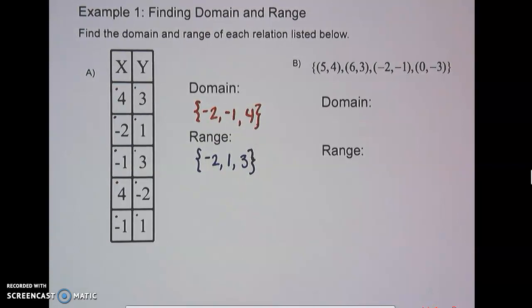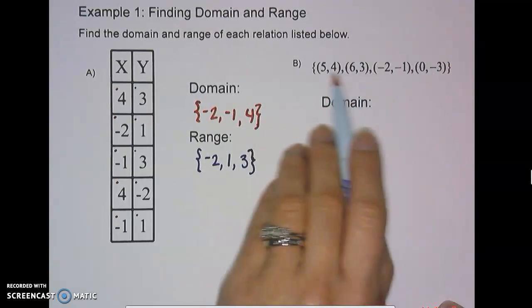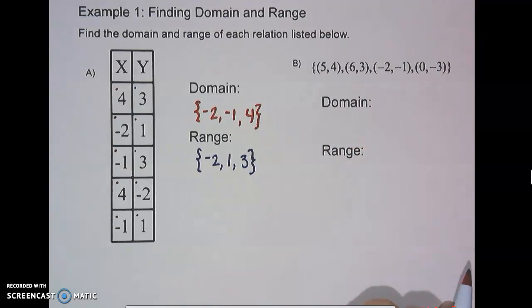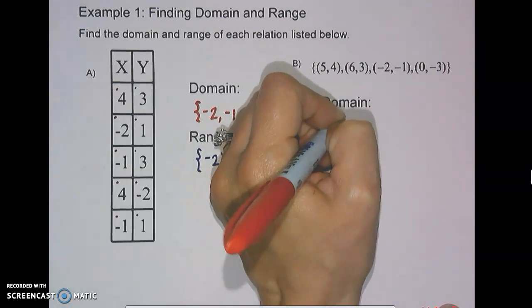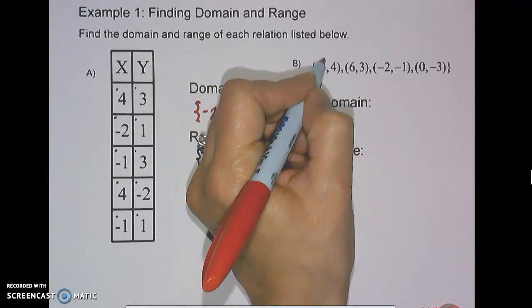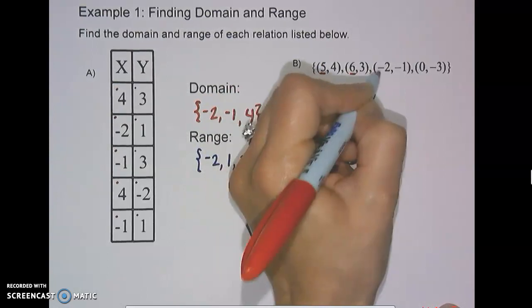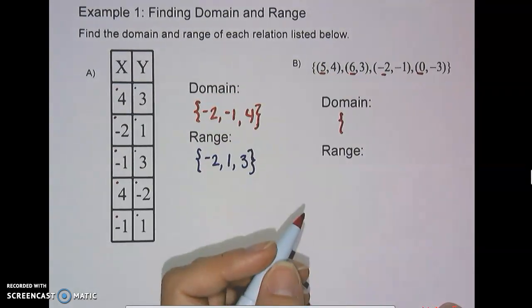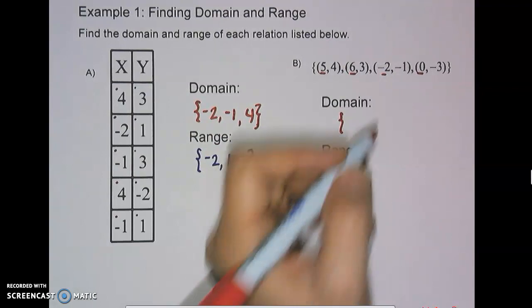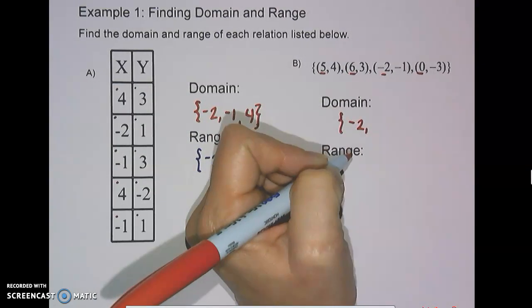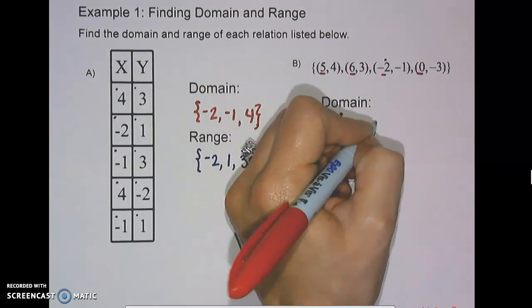So what happens if they're listed in a set of ordered pairs? This right here is a relation, a set of ordered pairs. So our domain is the x's. So that means that we're looking at these first coordinates and listing them in order from least to greatest, not repeating. So we would have -2. Next would be 0.